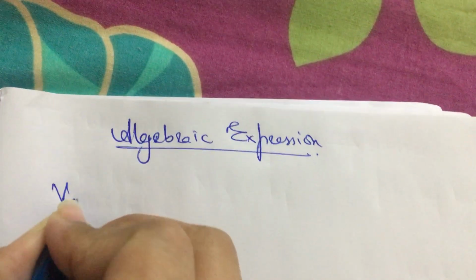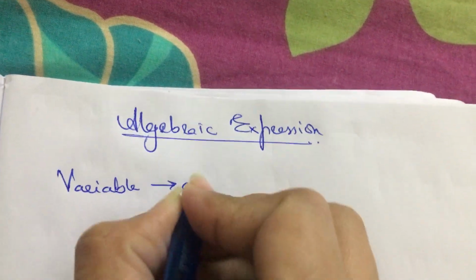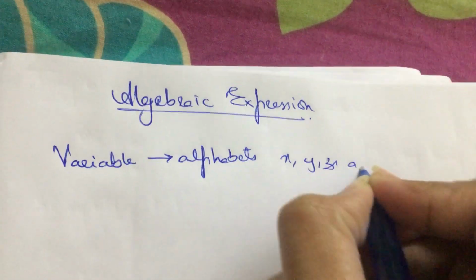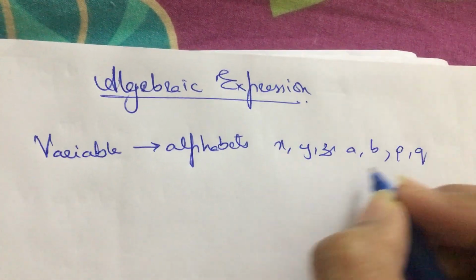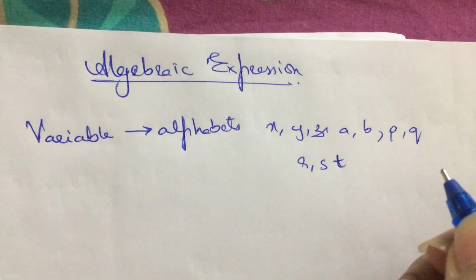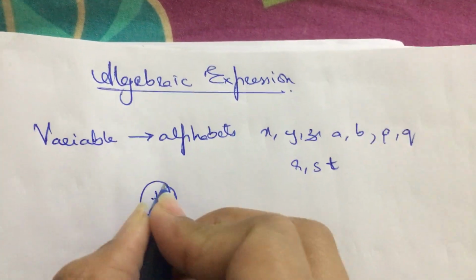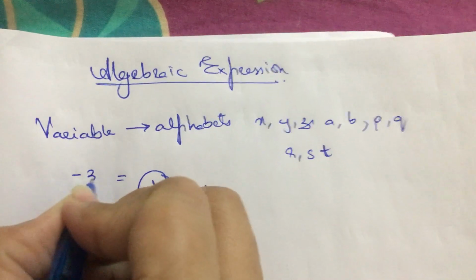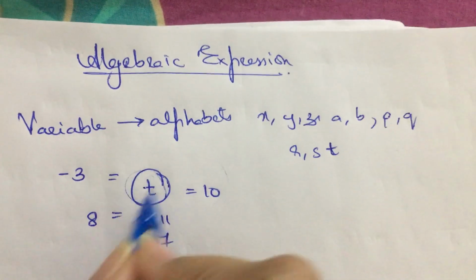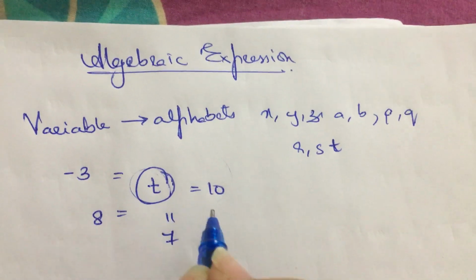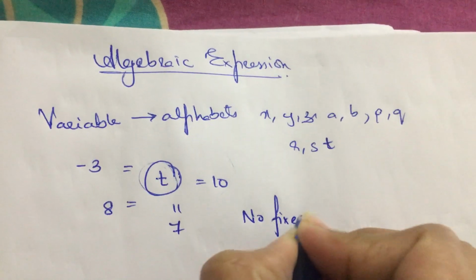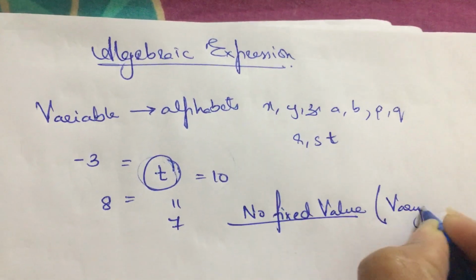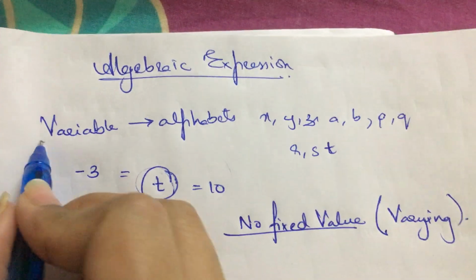Now, first of all, let's understand what a variable is. Variables are all the alphabets that we use in algebra: x, y, z, a, b, p, q, r, s, t. These are called variables because if I take the variable t, Rehan may say its value is 10, Lisha may say its value is 7, I may say its value is 8, Rishabh may say its value is -3. So the values of t can be different for everyone. Since it has no fixed value, its value is varying, and that is why it is called a variable.